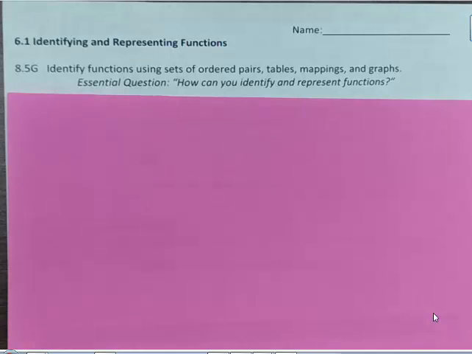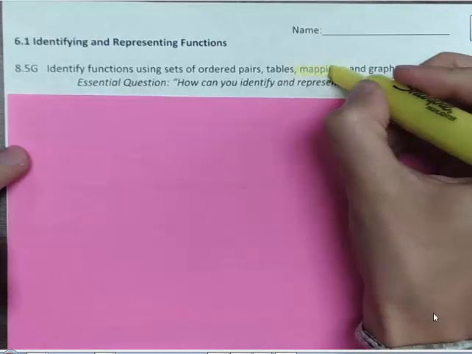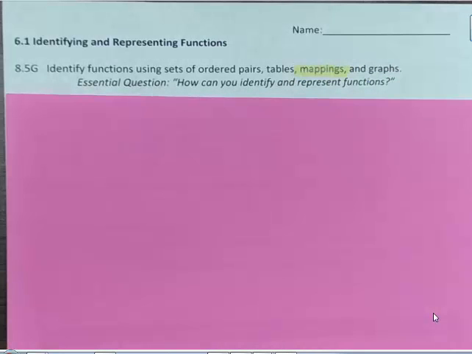Hi guys, today we're going to be talking about 6.1, which is identifying and representing functions. The TEK that we're going to be looking at is identify functions using sets of ordered pairs, tables, mappings, and graphs. Our essential question here is how can you identify and represent functions? Okay, so from the TEK, what's really new to us are mappings, which we're going to talk about. I'll refer to them as mapping diagrams. Okay, so keep that in mind.